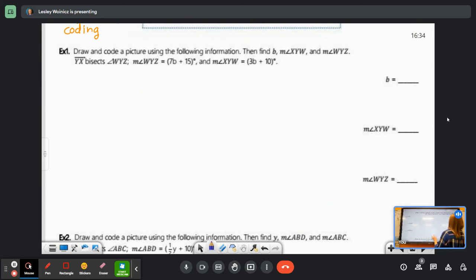All right, we have to draw and code a picture using this information. We know that YX bisects angle WYZ. So let's draw angle WYZ. Okay, we know that Y has to be the vertex because it's listed in the middle. And then I can put W and Z on the rays, the sides. Oops, that should be a Z. Okay, and it's YX that's bisecting.